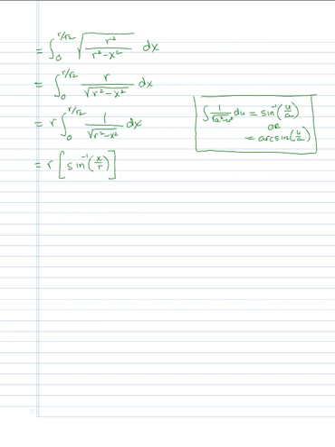And of course, we're evaluating from 0 to r over the square root of 2. So now we're ready to do our evaluation. Let's see where that puts us. R is on the outside, and we first evaluate at x equals r over the square root of 2.